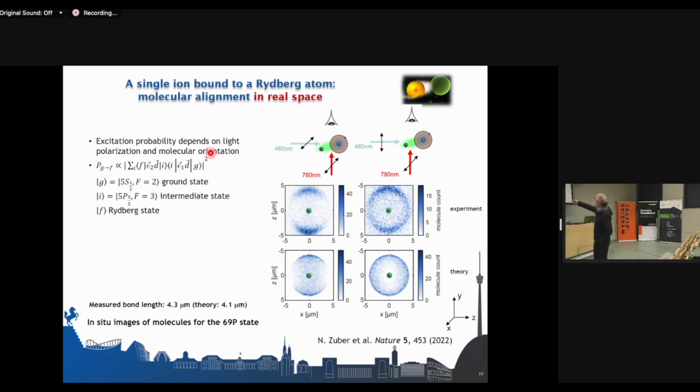So, and you can change the polarization from here to here. Yes, you rotate the linear polarization, then the distribution changes, and you can explain it nicely by just calculating those matrix elements for all these orientations. Okay, so that's the first application of that spatially resolving microscope. It tells you that your molecule is actually already aligned by the excitation process.